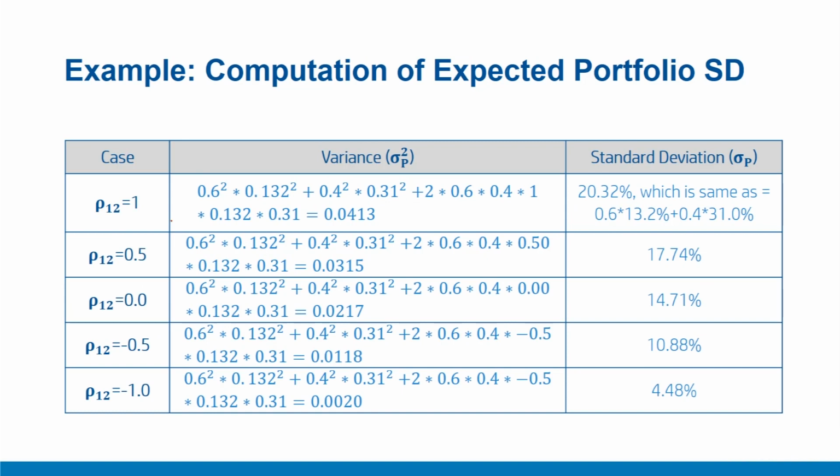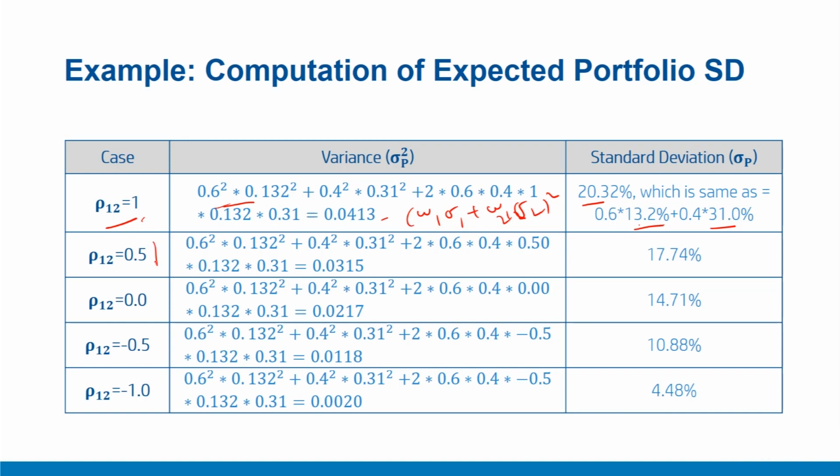So first look at the first case where rho 1 2 is equal to 1, and the formula is simply the same formula that we are using, W1 square sigma 1 square and so on. In this case, the overall risk works out to 20.32%, which is also the same as the weighted average of individual risk. This is because, as we have seen with rho 1 2 equal to 1, no diversification occurs, and the standard deviation or variance formula is simply this, because no diversification is there and securities are moving in perfect lockstep.